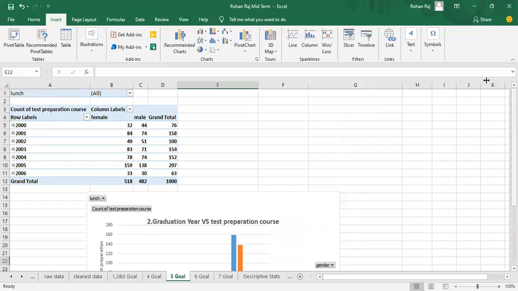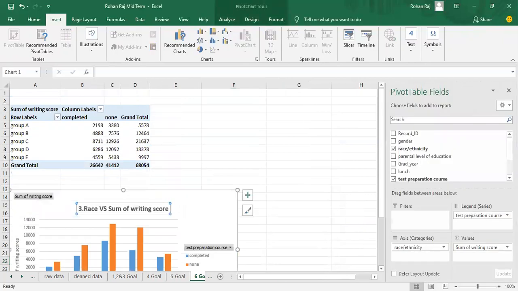And you can see the female count would be more, 518, and the male 482. And in 2005 you can see 159 females and 138 males.